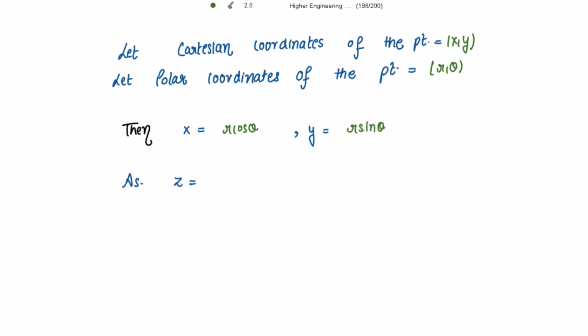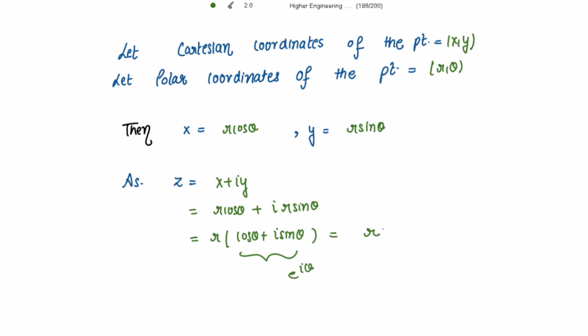We know that z is x plus iota y, putting the values of x and y over here. So this is r cos of theta plus iota r sine of theta. Taking r common, we get r into cos of theta plus iota sine of theta. And by Euler's formula, this is nothing but e to the power iota theta. So z is equal to r e to the power iota theta.